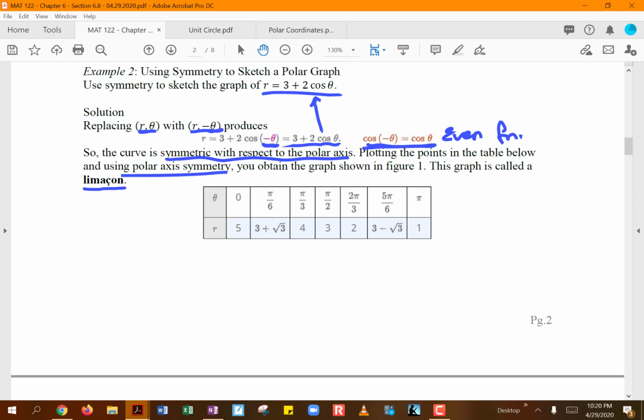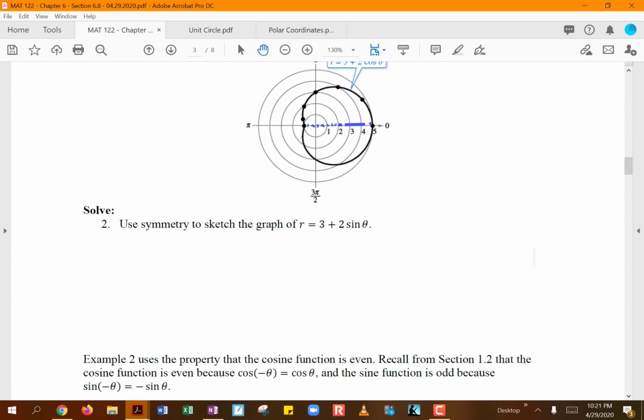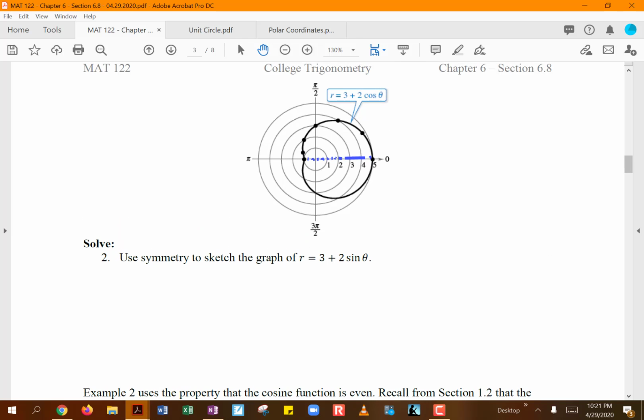And this type of graph is what we call a Limocon. That's one of the pronunciations. I've also heard this being called a Limaçon. So either Limocon or Limaçon, whichever one you prefer. I think I'm going to go with Limocon because that seemed to be a more popular pronunciation. But that's what this shape will come out looking like.